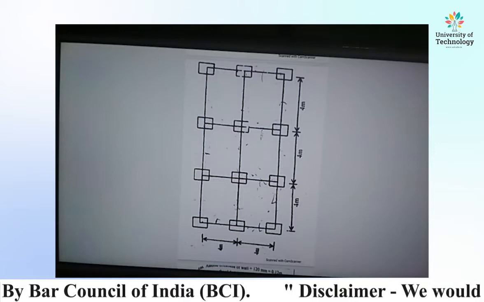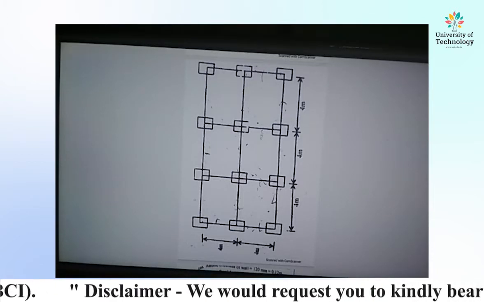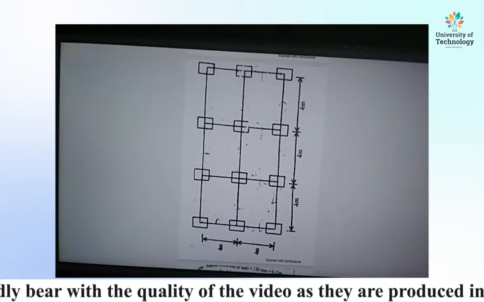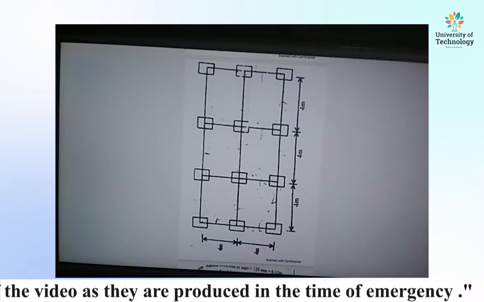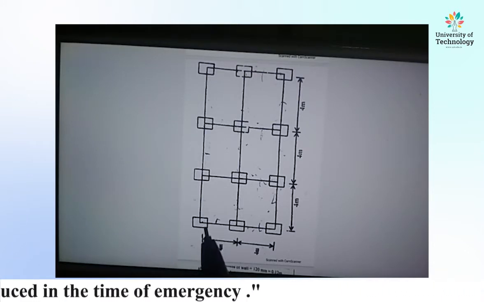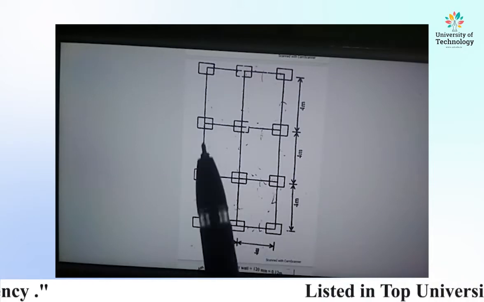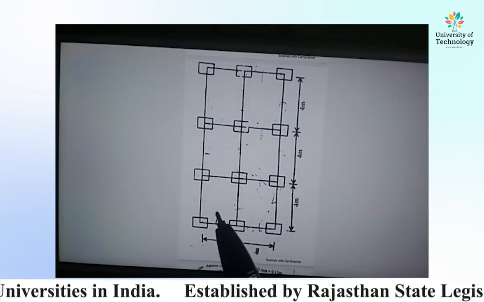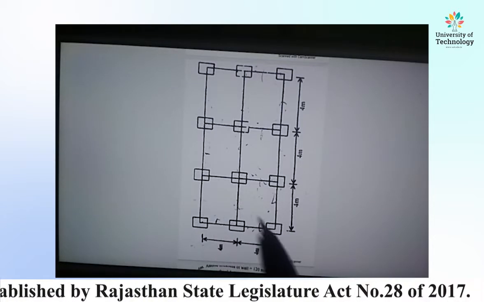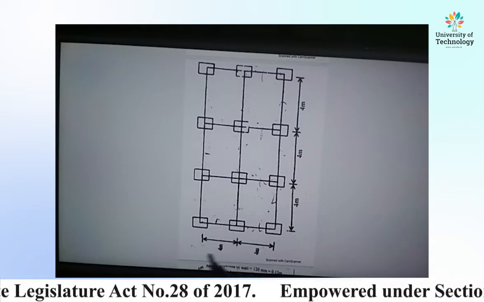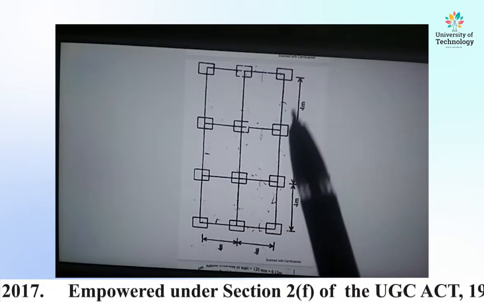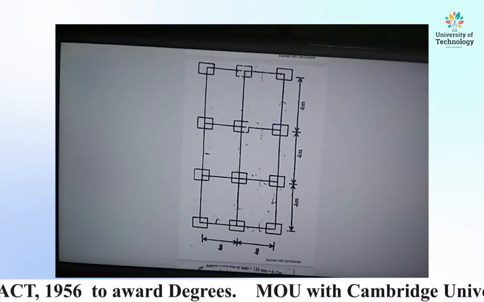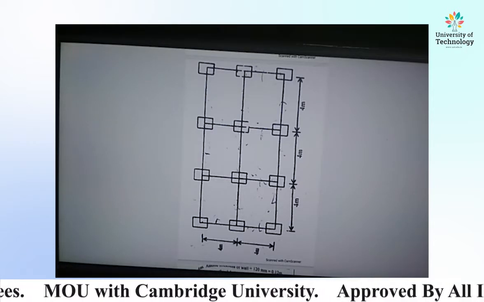So this is a plan showing columns in each corner. At the joints, 1 2 3 4 5 6 7 8 9 10 11 12, columns are there. As for the number of bays, there are 3 bays in the Y direction, 1, 2 and 3, and in the X direction 4 bays, 1, 2, 3 and 4. Each is 4 meters, center to center distance.